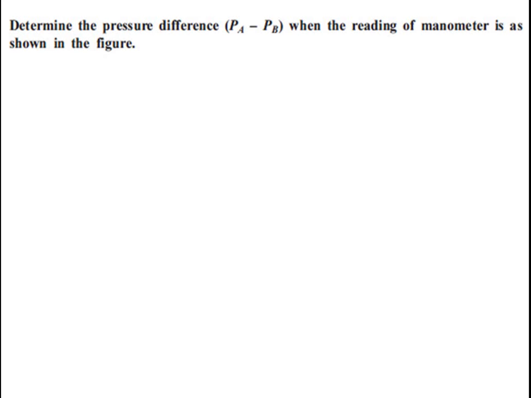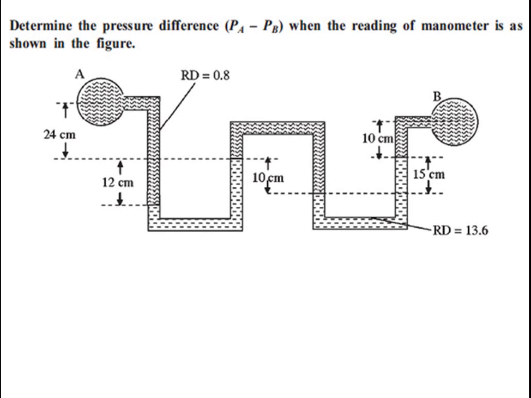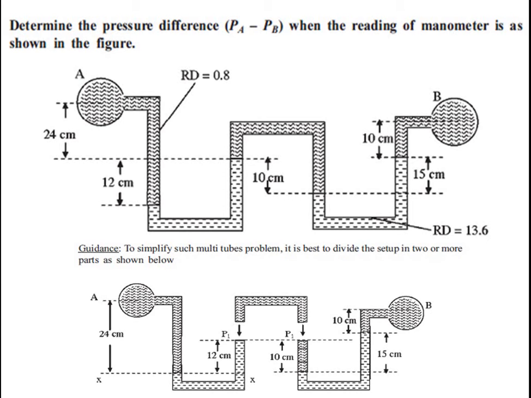It is a similar kind of problem which we have solved previously. Now this is a somewhat interesting problem. Determine the pressure difference PA minus PB when the reading of the manometer is as shown in the figure. We want to simplify it initially, and then it is possible to solve this problem.